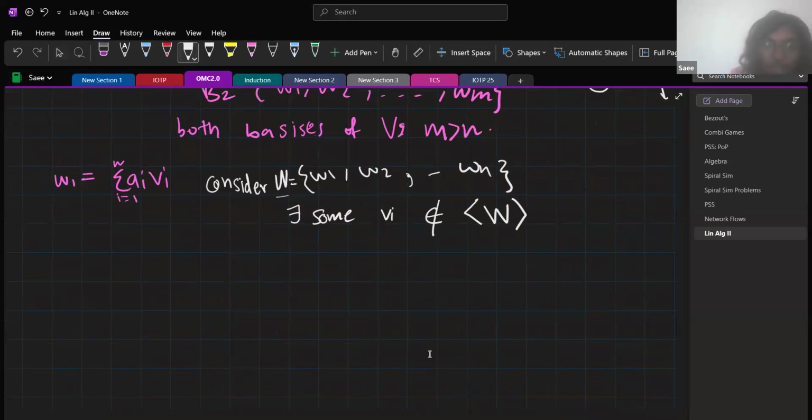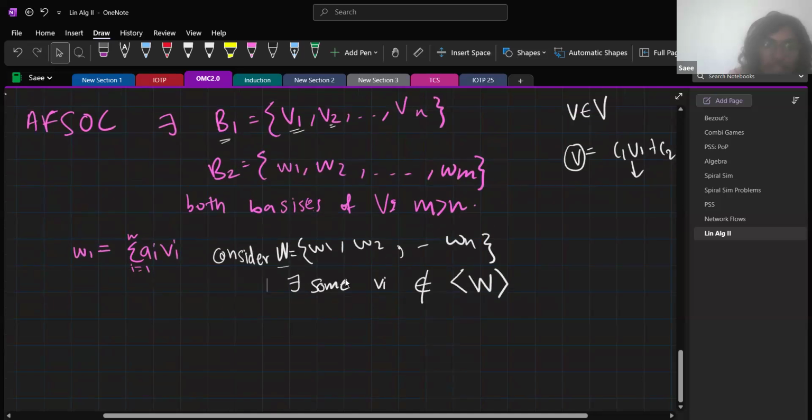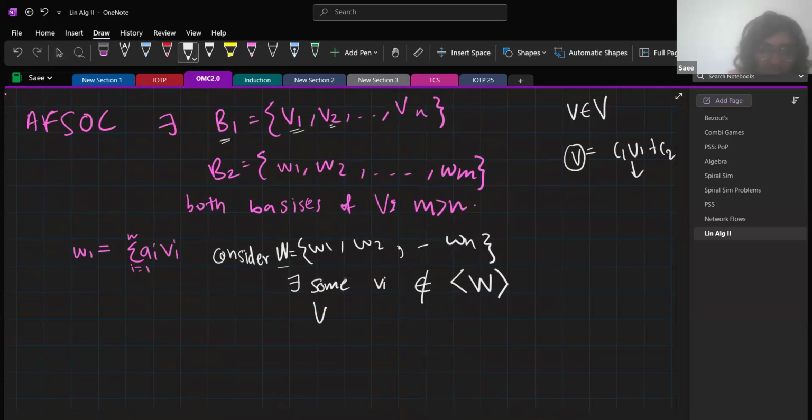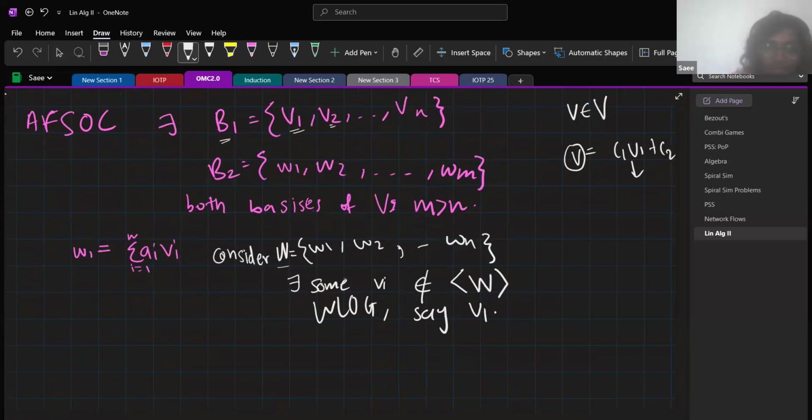Okay, so now what can we do? What is the next natural thing to do? There is some Vi which is not in the span. So without loss of generality, say it's V1. What can we do next with this W and this V1?